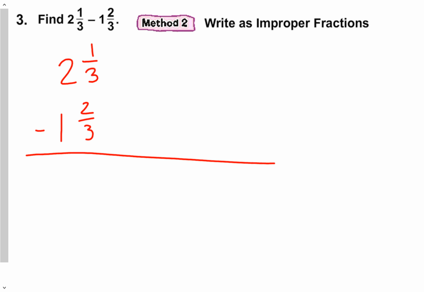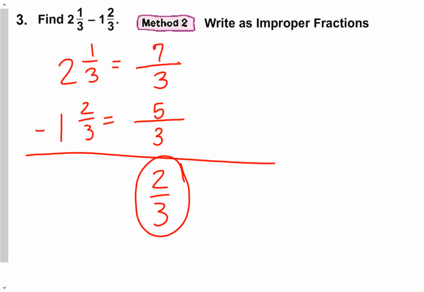Again, you're saying to yourself, I can't do 1 minus 2. So I'm going to change them all to improper fractions. I'm going to say the denominator stays the same. So 3 times 2 is 6, plus 1 is 7. So 2 and 1/3 is 7/3. And then the denominator stays the same. 3 times 1 is 3, plus 2 is 5. So now I can do 7 minus 5. That equals 2/3. So either method that you use, the answer is going to be 2/3.